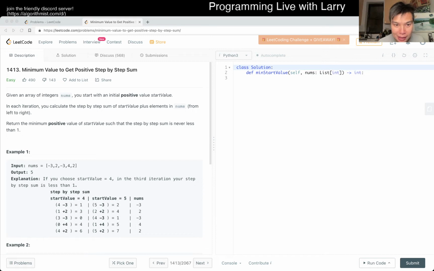Today's problem is minimum value to get positive step-by-step sum. So what does that mean?